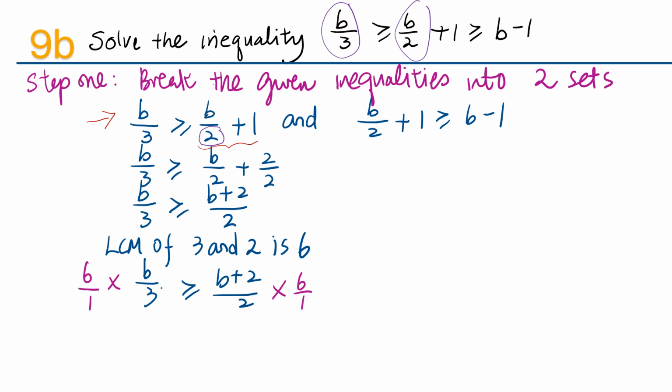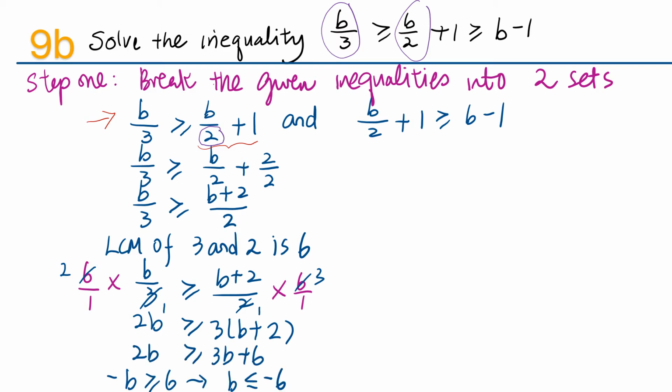All right, so you will get 2b on the left hand side, and on the right hand side will be 3 bracket b plus 2. Okay, and then we're going to simplify the right hand side to be 3b plus 6, right? And 2b minus 3b is negative b more than or equal to 6. And if you multiply both sides with a negative 1, remember we need to change the inequality sign. Hence, this greater or equal becomes less than or equal. All right, so let's go on to the second set of inequality.